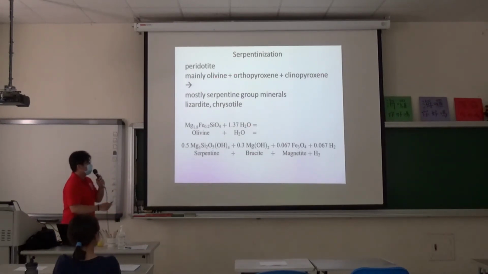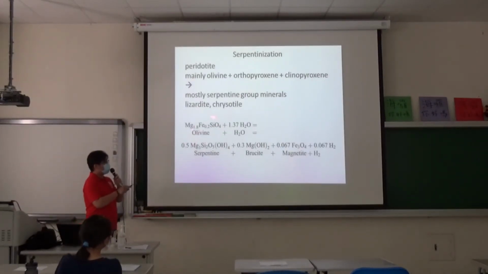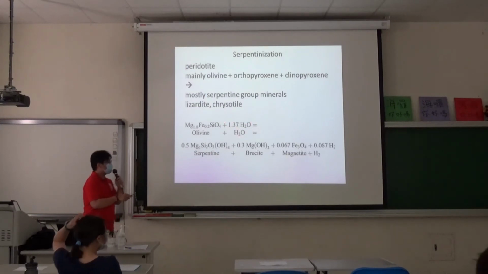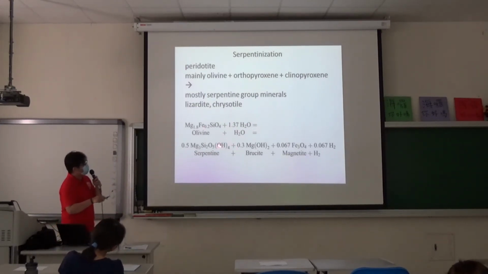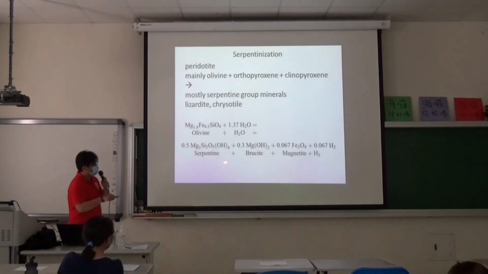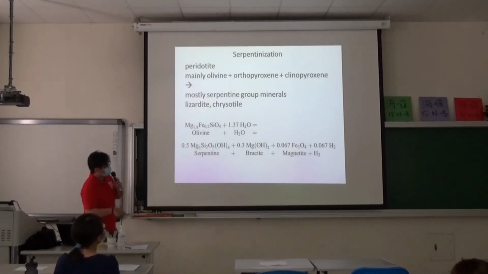You can see that before serpentinization, the main mineral is olivine, and it reacts with water, just like the last group of students mentioned. And after it, they produce this: serpentine, as we mentioned, brucite, magnetite, and hydrogen.